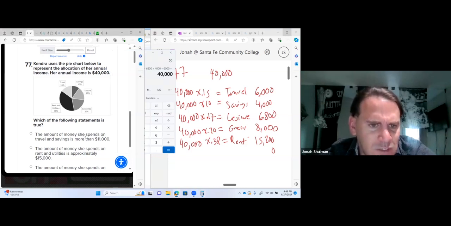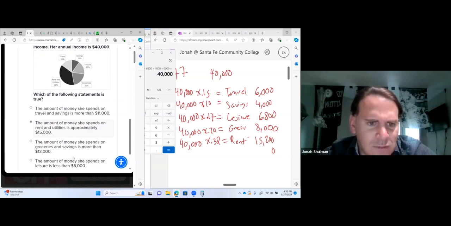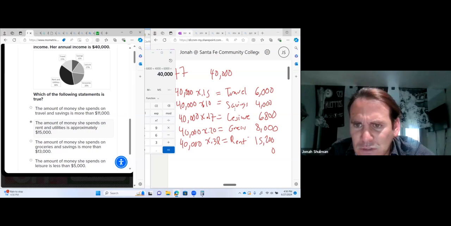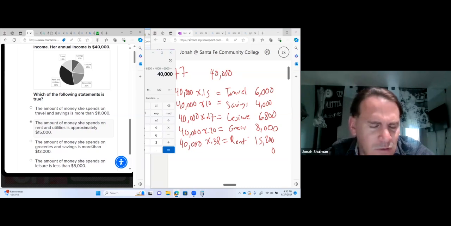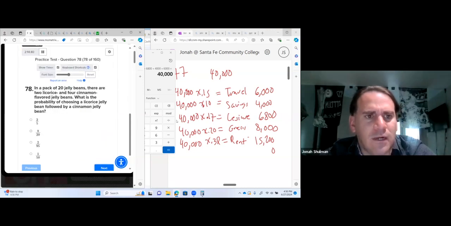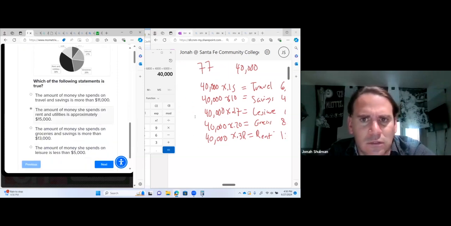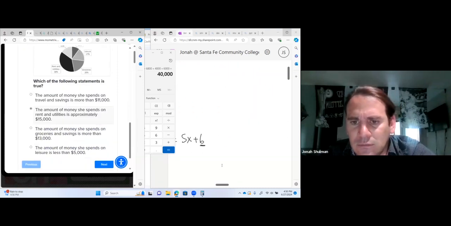So the amount of money she spends on travel and savings is 10 grand. Nope. The amount of money she spends on rent and utilities is approximately 15. Yes. The amount she spends on groceries and savings, groceries, 8,000, is, no, it's not more than, it's less than. The amount of money she spends on leisure, nope. So the rest of them are wrong. All right, so we're up to 78. This one was which one? B. 77 was B.